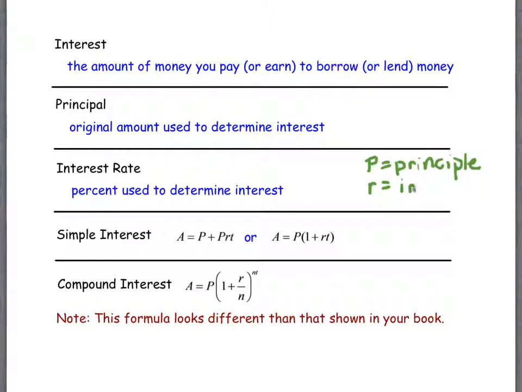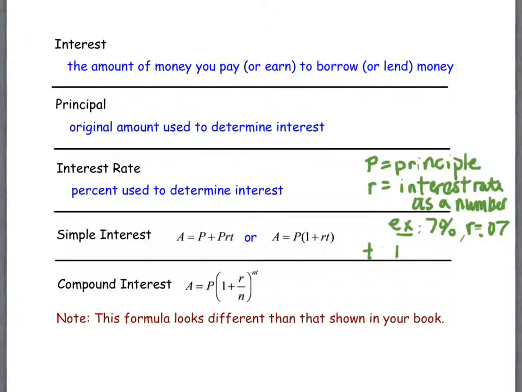R is the interest rate as a number. For example, if you had 7%, R would be 0.07. You do not put it in as 7. It's 0.07. Change it to a number.